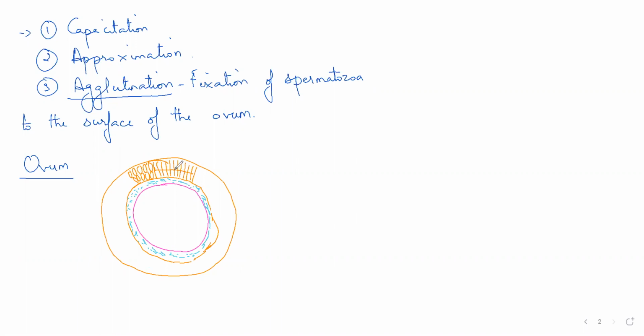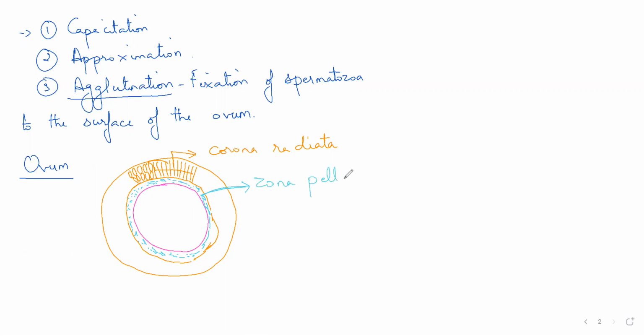This layer is known as the corona radiata. The corona radiata. The layer inside this, this blue, the layer of chemicals is known as the zona pellucida.